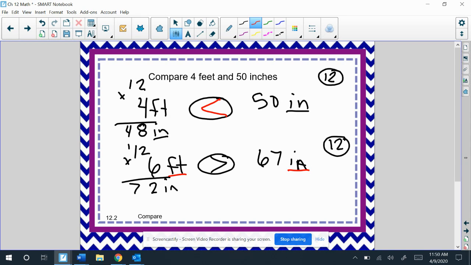So, please make sure that you convert things so that they are in the same unit so you can compare. Because if you were going to compare 6 and 67, well, 67 is larger. But in truth, once you convert them into inches, this one, 6 feet, is larger.